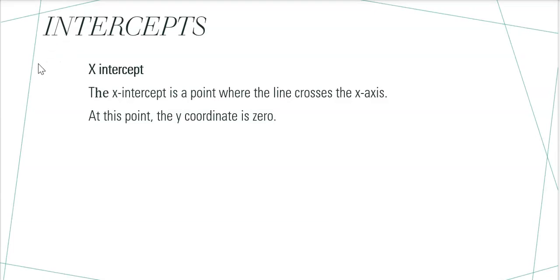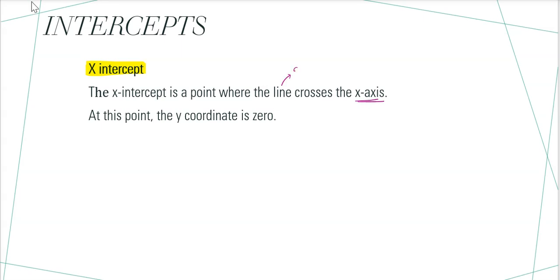In this video we will see how to find the x-intercept for a given equation. First, we should know what we mean by intercept. Let's first talk about the x-intercept. The x-intercept is nothing but the point or points where the line, the graph, crosses the x-axis.